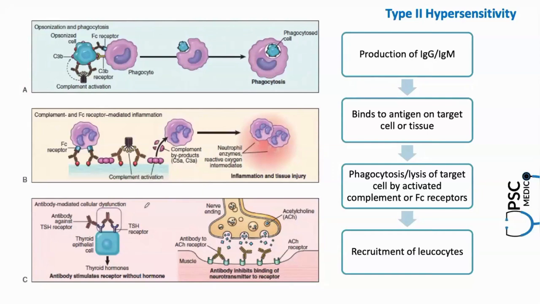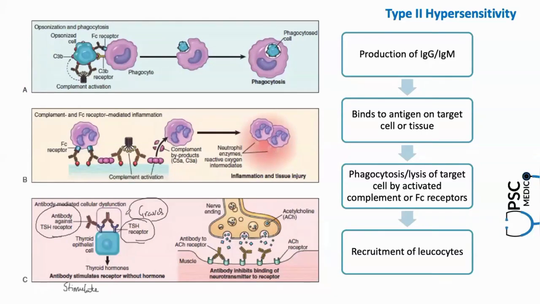What happens in Graves' disease? In Graves' disease, there is production of autoantibodies against the TSH receptor. And when they bind, they do not damage the cell. Rather, they stimulate this receptor.